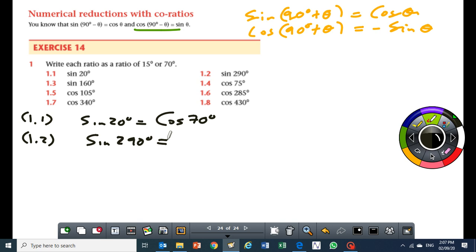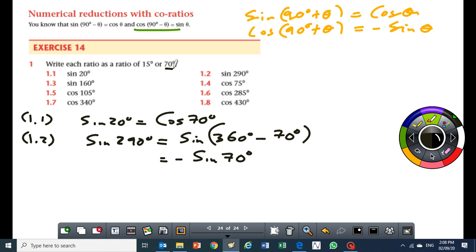290 is in the fourth quadrant. So in the fourth quadrant, we can write sine of 360 minus... which angle can we subtract from 360 to get 290? 70. So you get sine of 360 minus 70 degrees, and this gives you minus sine 70 degrees, which is what is required because we have this 70 here. You stop here, but this can also be converted to cos.